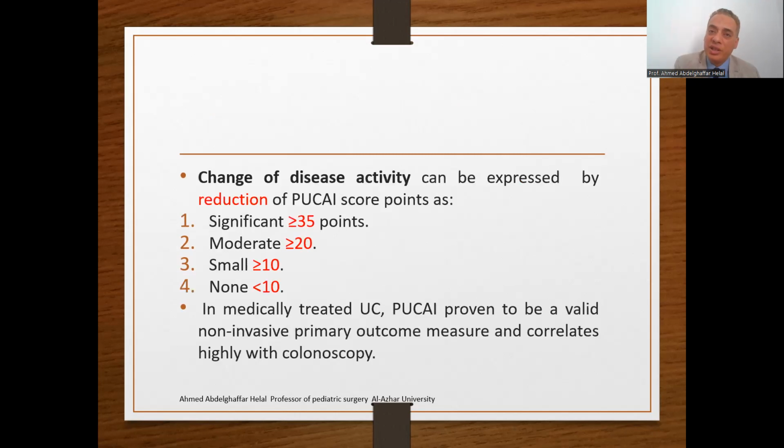Change of activity can be followed after the treatment, with a significant change if there is more than 35 points improvement, or moderate, small, or no improvement. So in medically treated ulcerative colitis, this score is a non-invasive method to follow up the response to the treatment.